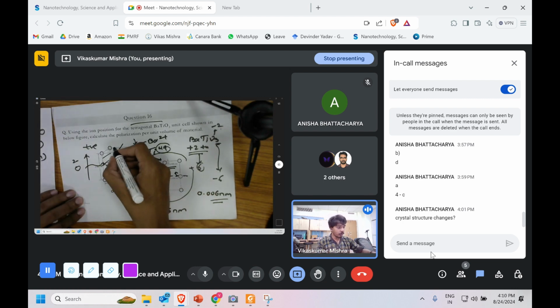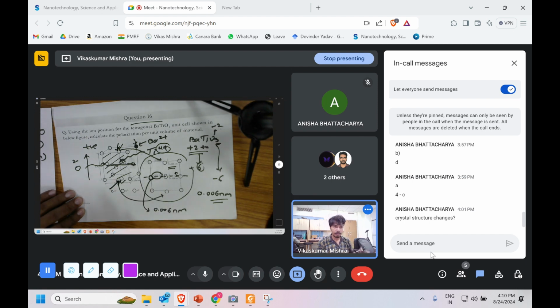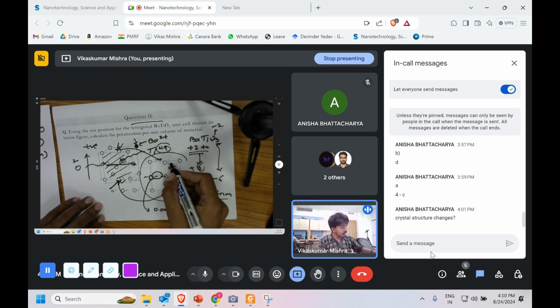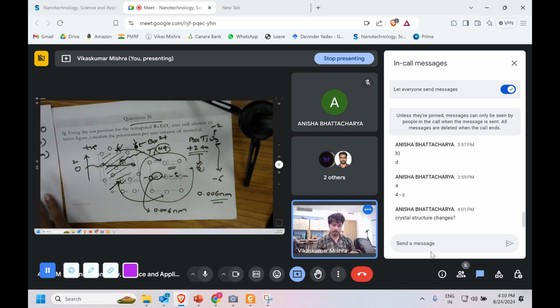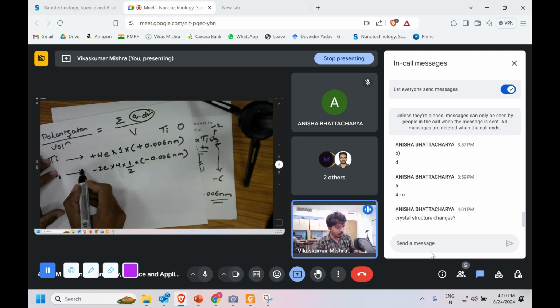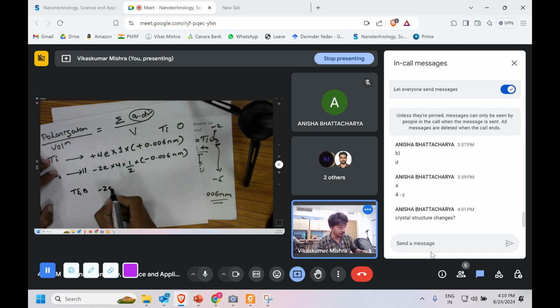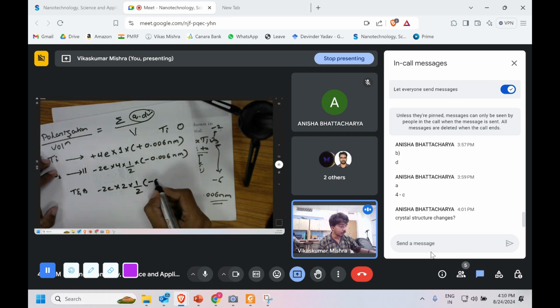Now we need to talk about the top and bottom ones. Those are also face centered. Their contribution again will be 1 by 2, and they have again displaced in the negative direction by the amount of 0.009. They have a charge of minus 2e, multiplied by how many atoms? 2, and their contributions are 1 by 2, and they are displaced by negative 0.009 nanometers. This is what we have got.